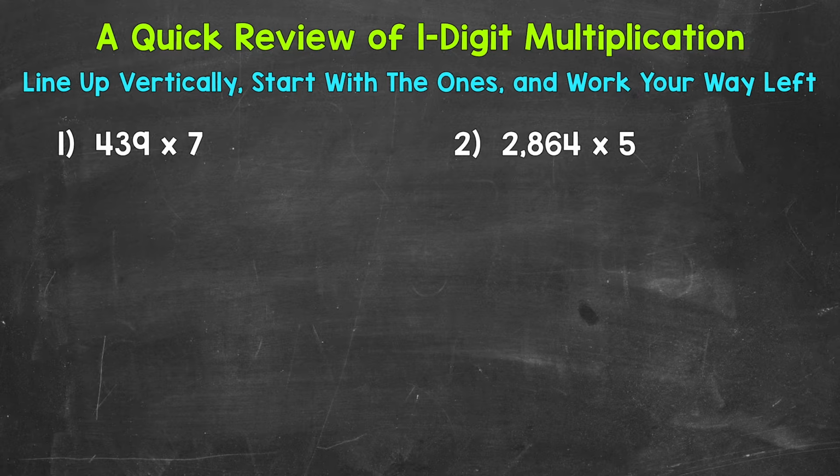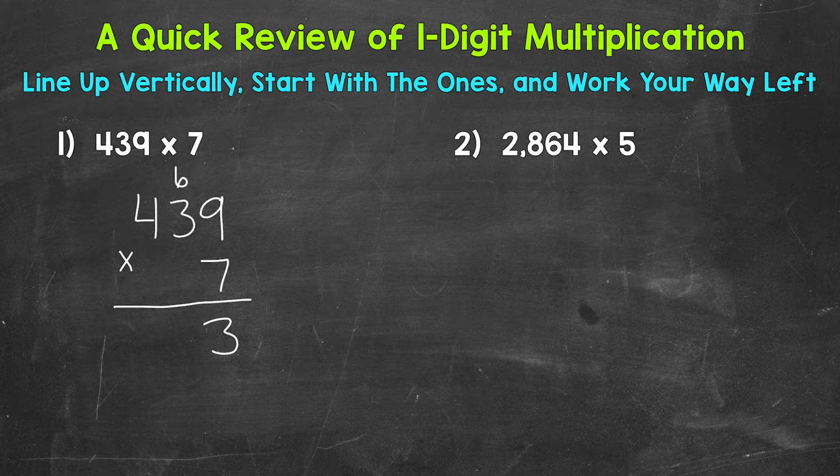Let's start with single-digit multiplication and jump into number 1, where we have 439 times 7. Now, the first thing that we're going to do, we're going to line this up vertically. So we're going to rewrite it up and down. So let's go below the problem here, and we have 439 times 7. Now we can start multiplying, and we start with the ones place. So we have a 9 in the ones place. We need to do 7 times 9 to start with. 7 times 9 is 63. So let's write our 3 and then carry our 6.